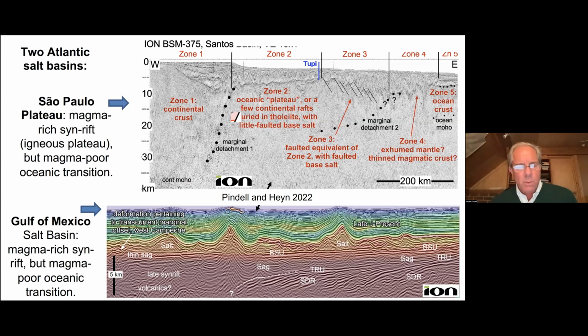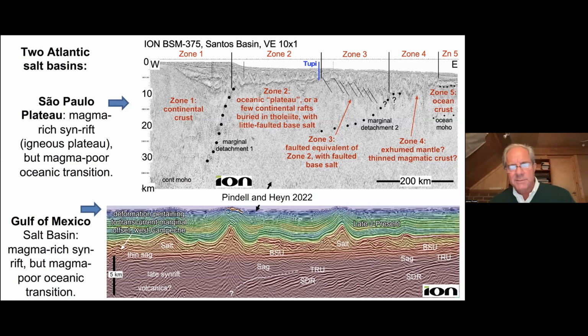Secondly, the rate of accumulation of the sag and salt in both areas is faster than can be explained by thermal subsidence alone if sedimentation were occurring near sea level. Thirdly, we have very little sign of tectonic extension taking place, certainly in the Gulf of Mexico and in the Sao Paulo Plateau, everywhere west of Tupi. So what that means is that we cannot blame this rapid subsidence on tectonic subsidence, on active rifting.